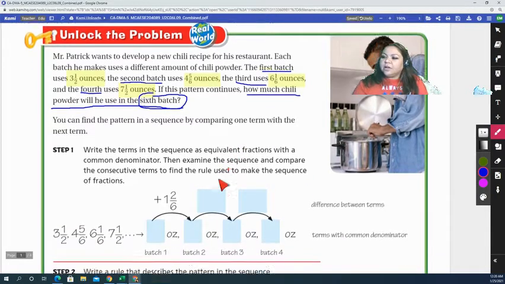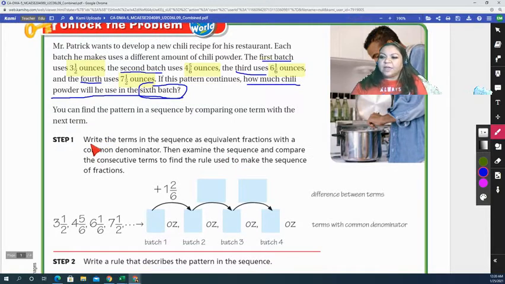So here we have our steps. What we're going to do first is write the terms in the sequence as equivalent fractions. In order to compare fractions, like I've explained before, if your denominators are different, it's like comparing apples with oranges. In order to be able to compare them, we need to have the same denominator. So that's the first step: we have to change our sequence to have the same denominator.